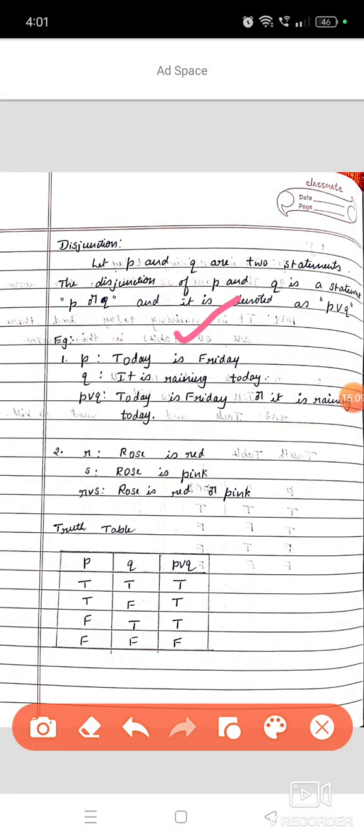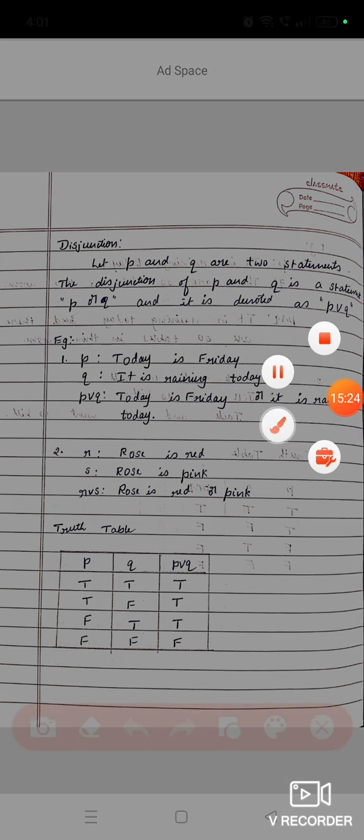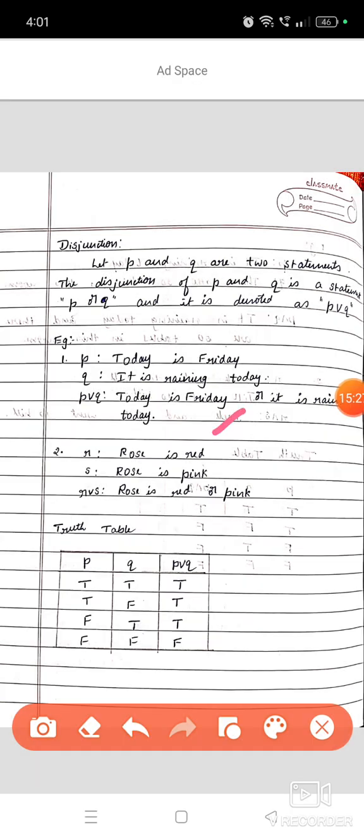Today is Friday. It is raining today. How do we combine them in disjunction, P or Q? Today is Friday or it is raining today. Next, two statements: rose is red and rose is pink. So R or S can be written as rose is red or pink. Here both are rose, so rose is red or pink.